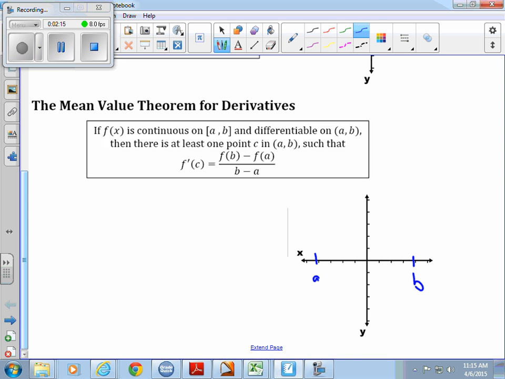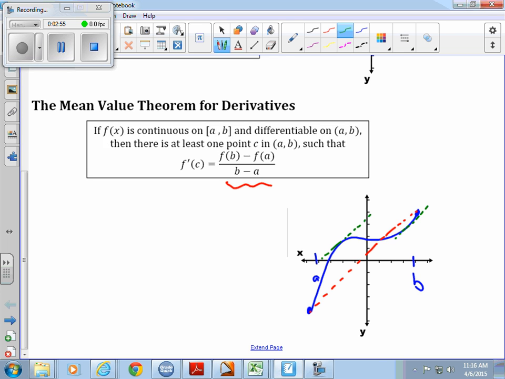then there is at least one point c in a to b such that the derivative at c is equal to f of b minus f of a over b minus a. Someone tell me what in the world f of b minus f of a over b minus a is. It's the average slope, right? From a to b, it is the slope. So this thing here is giving you the slope of this line. Agreed? Then the mean value theorem says at some point along that interval, the instantaneous rate of change, or the tangent line, has to be parallel with it.